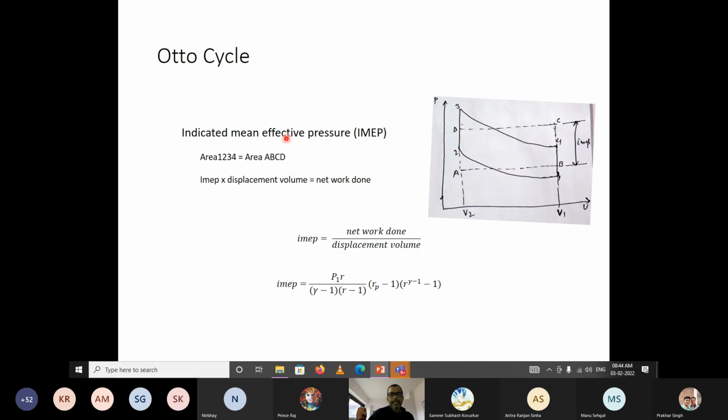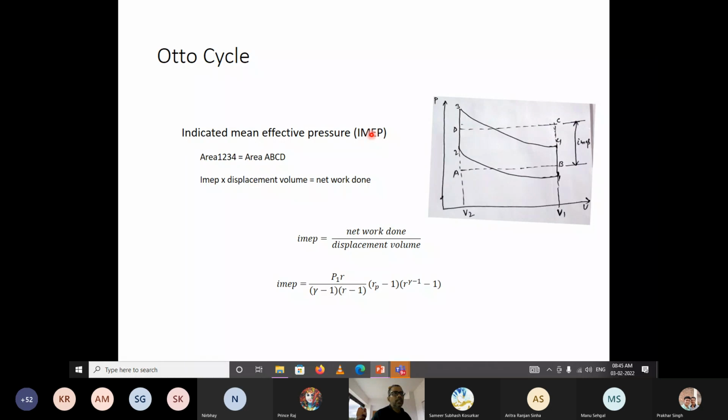Indicated mean effective pressure, IMEP. Let us suppose we have two different engines, and we have to compare them to decide which one we need to buy.